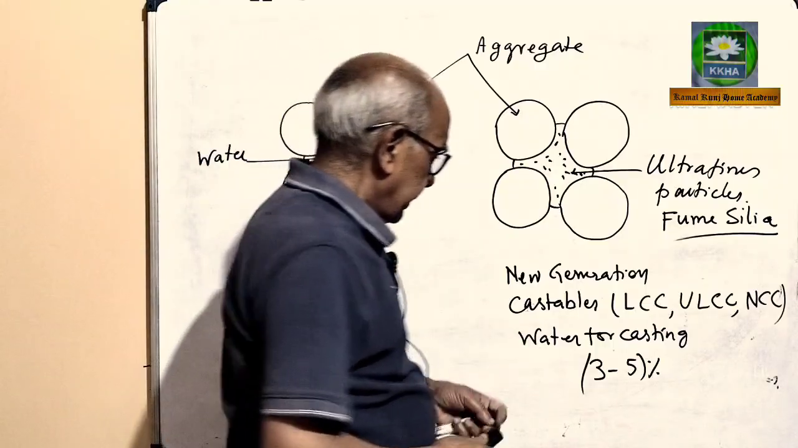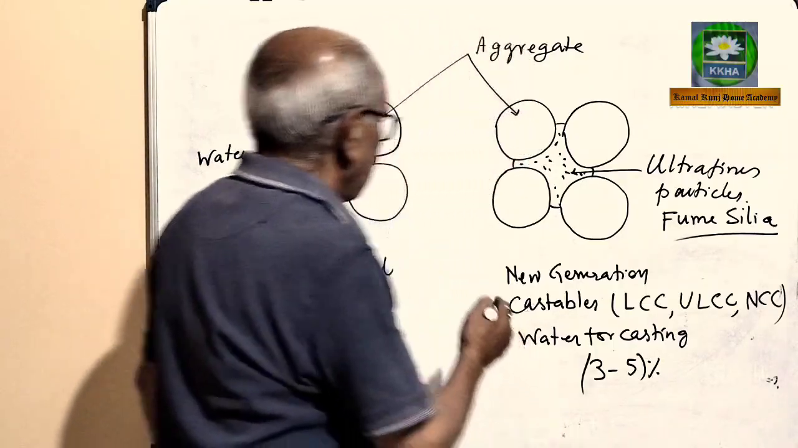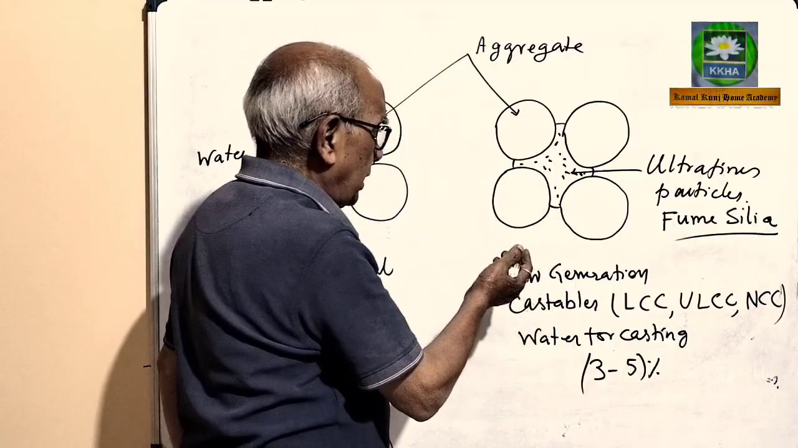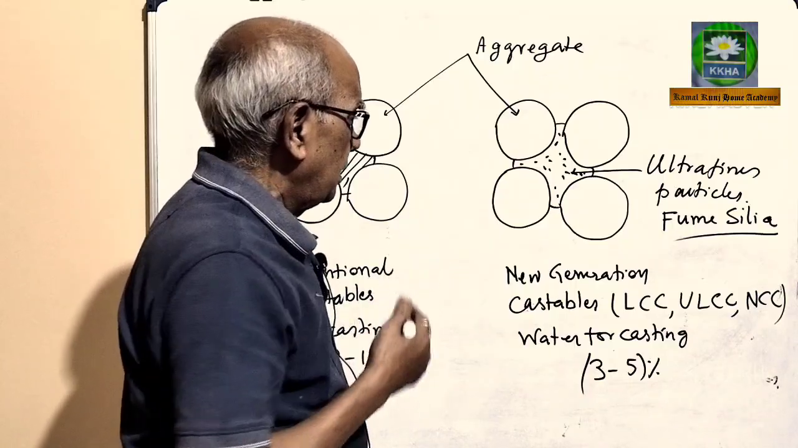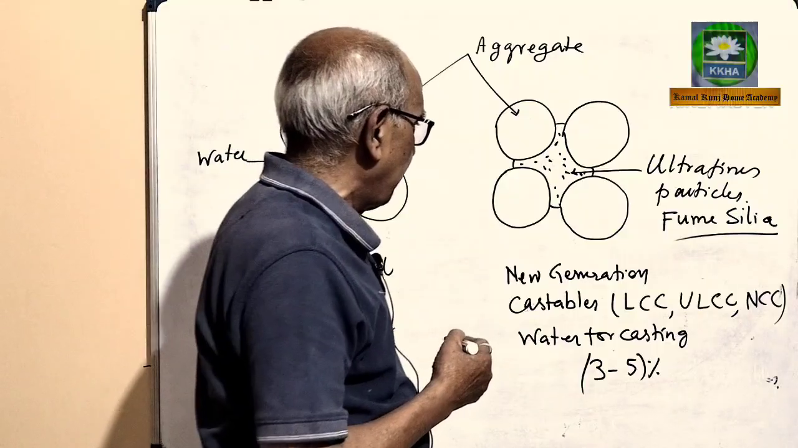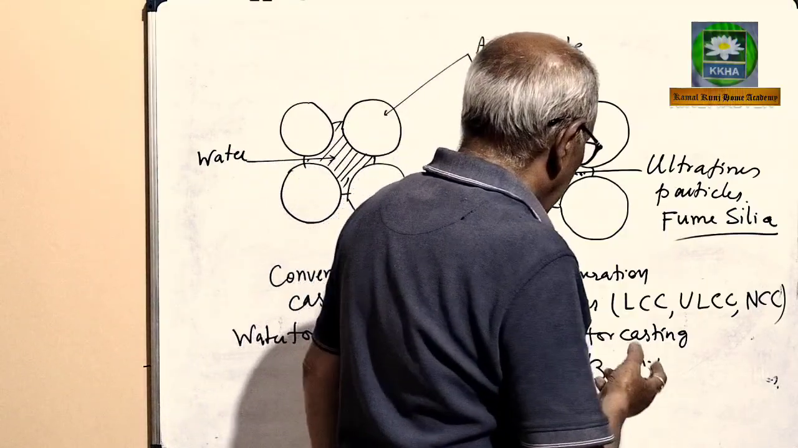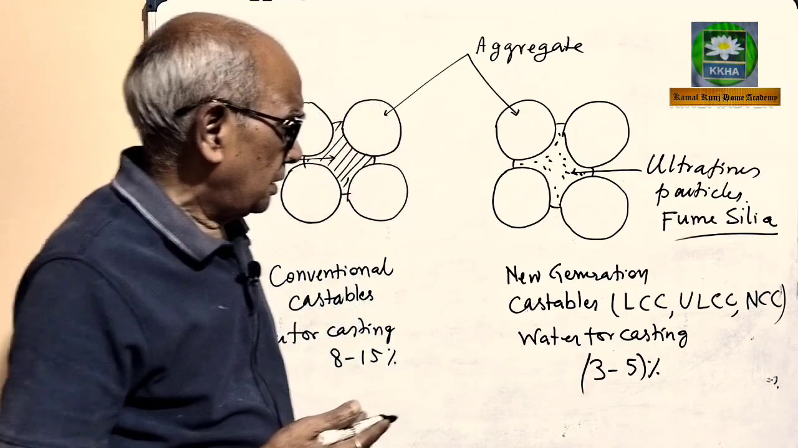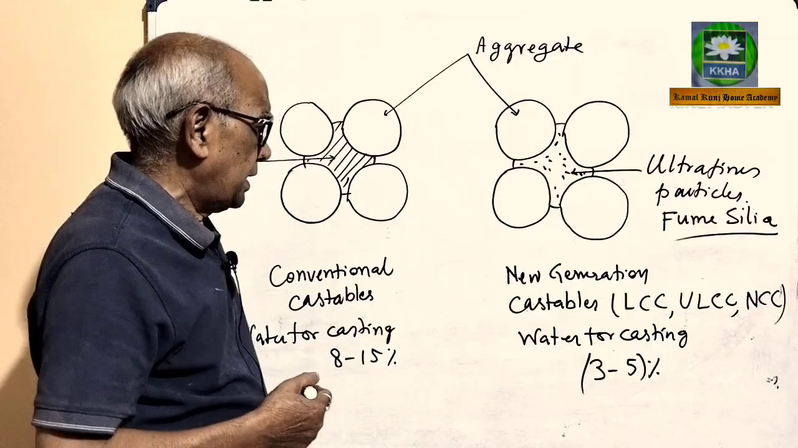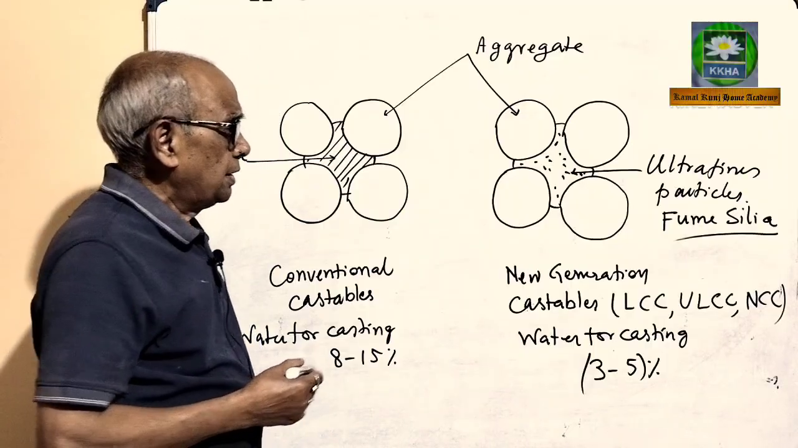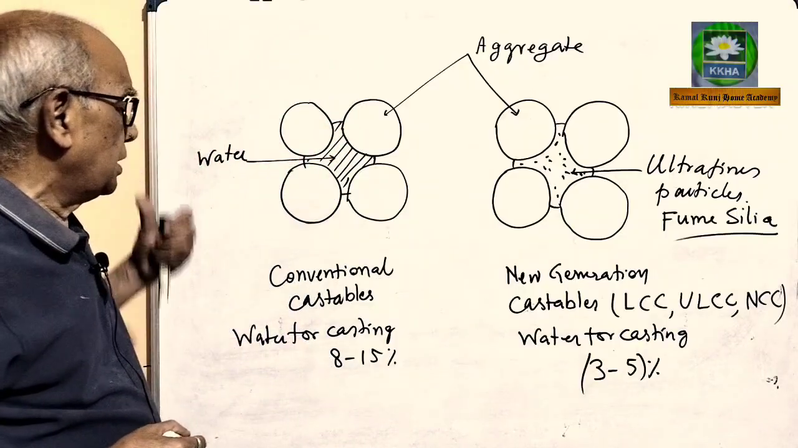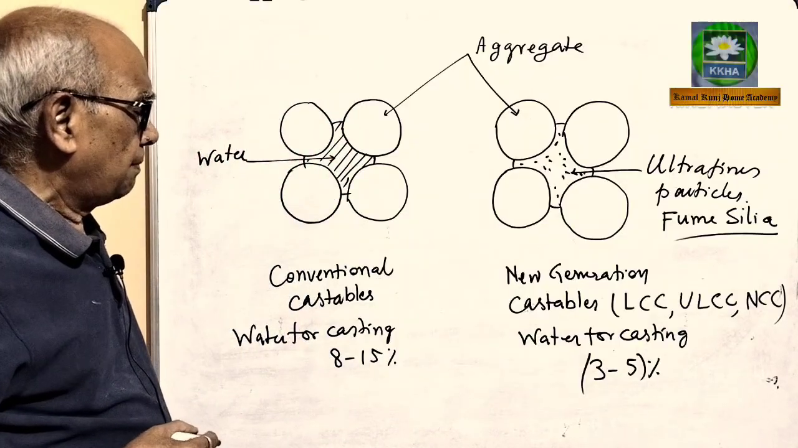Due to low water content, porosity is lower and hence strength is very high, better than conventional castables. Other properties such as spalling resistance, slag resistance, and high temperature strength, that is hot modulus of rupture, are much better in new generation castables as compared to conventional castables.